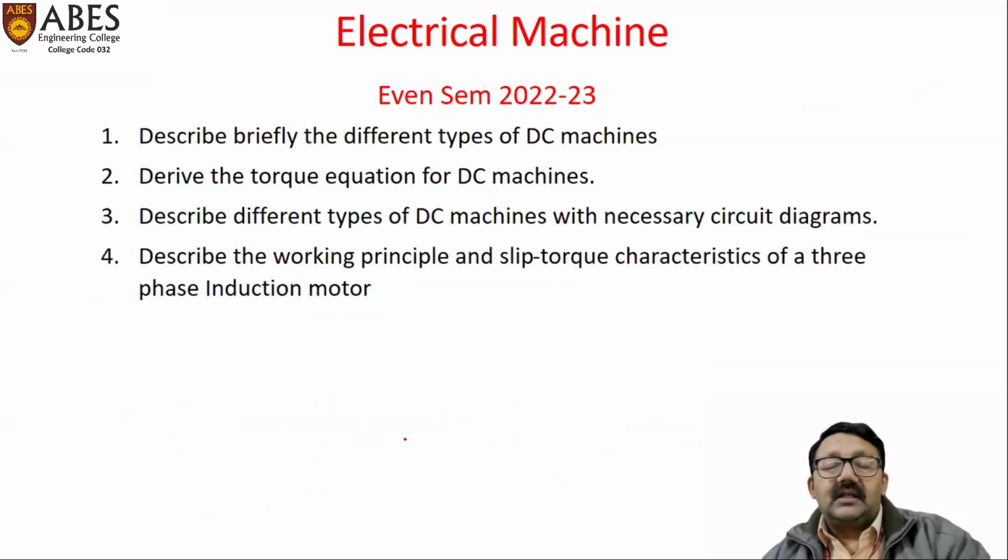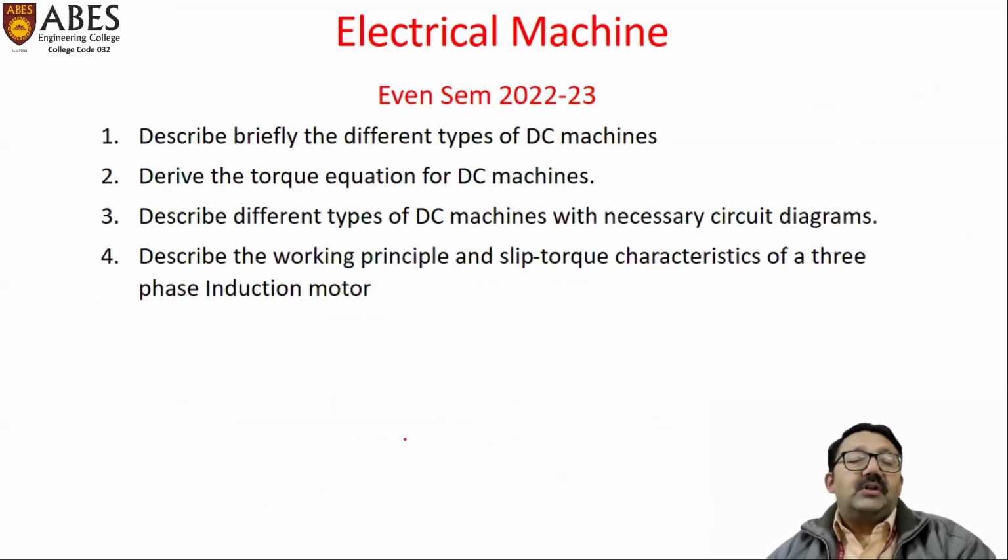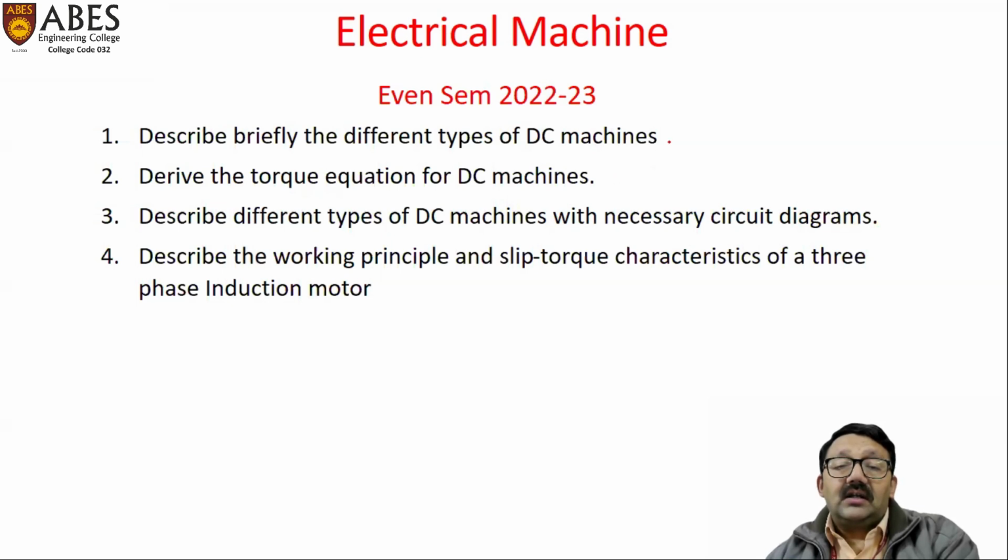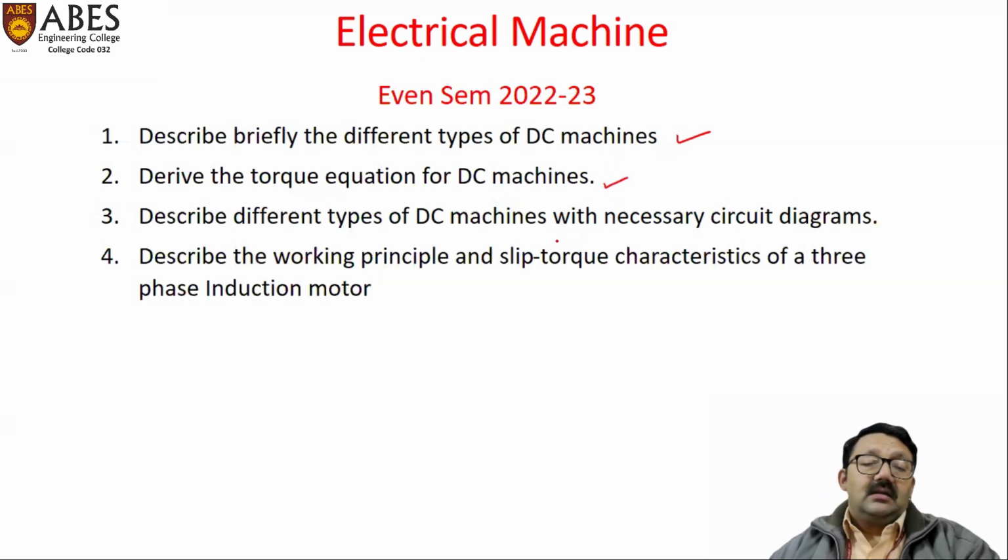Now moving to the next question paper. These are the questions which were asked in the even semester 22-23. Here: describe briefly different types of DC machine. So this is related to the classification of DC machines. And derive the torque equation. Again, this question is repeated. Here, we have to derive the expression of armature torque of the DC motor.